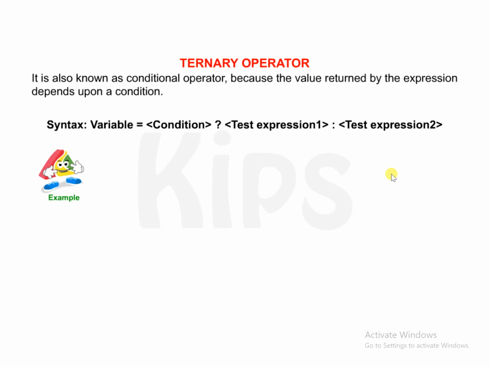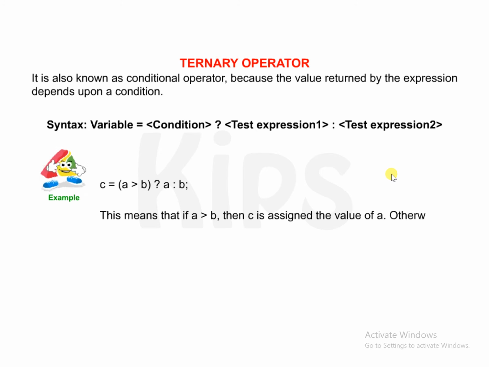Let us take an example. C = (A > B) ? A : B; This means that if A is greater than B, then C is assigned the value of A, otherwise C is assigned the value of B.